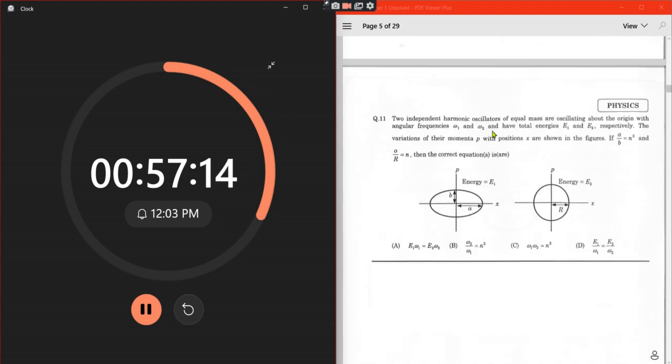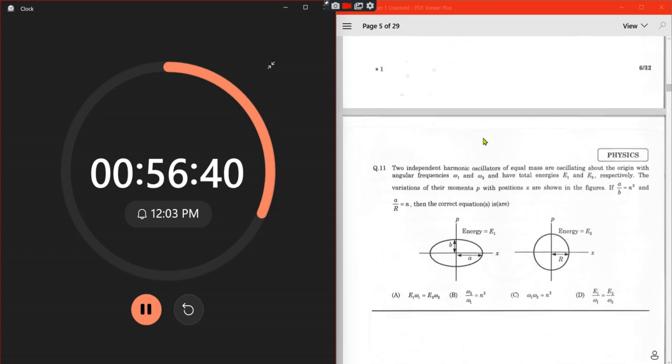Two independent harmonic oscillators of equal mass are oscillating about the origin with angular frequencies omega 1 and omega 2 and have total energy E1, E2 respectively. The variation of the momenta P with the position X are shown in the figure. Independent oscillators of equal mass oscillating about origin with angular frequencies omega 1, omega 2. Okay, total energy is E1, E2. The variation of momenta P with position X is shown.